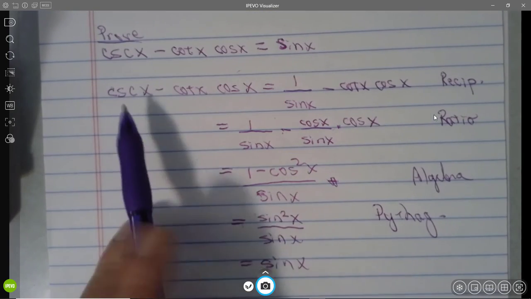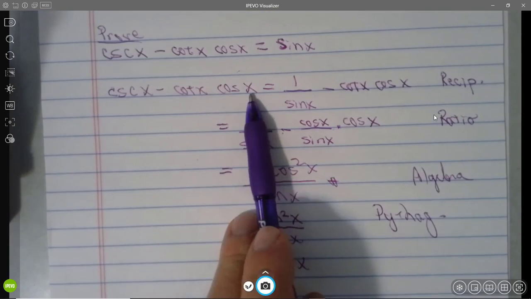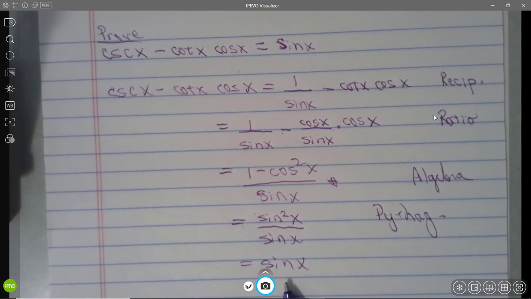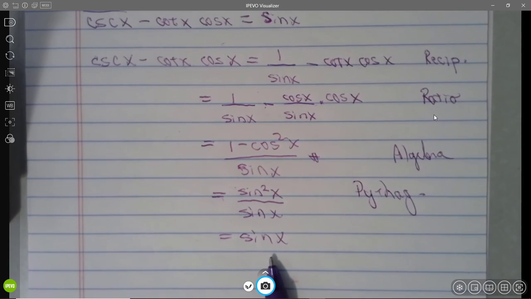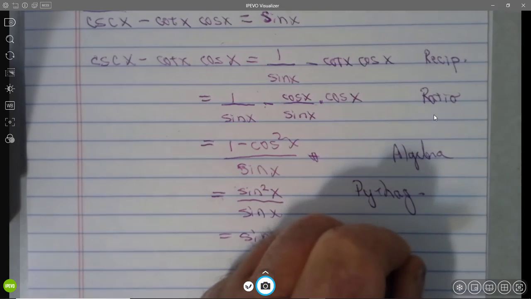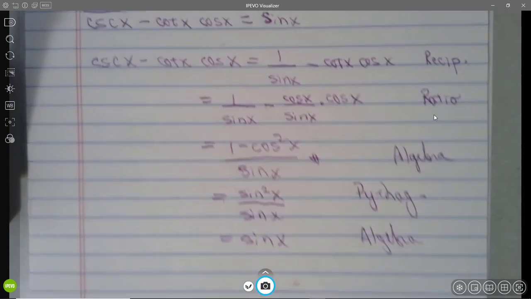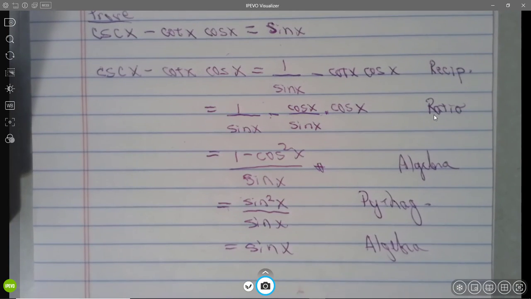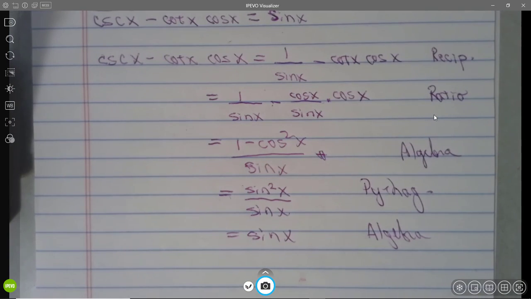And so there we have it. We start with this side. We work only on that, taking legal steps of algebra and using other trig identities, and we end up at this one. So we have now proved this identity right here. Okay, that's the first 3 of the 6, and I will show you the second 3 in the next video.